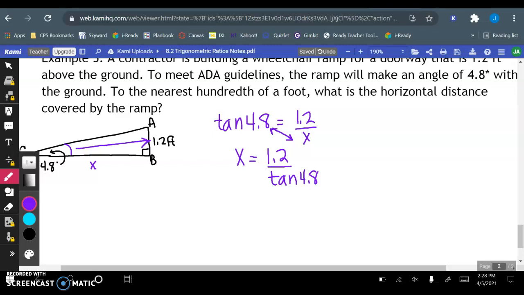So now in my calculator, I'm going to do 1.2 divided by the tangent of 4.8. And that gives me 14.29. And that wanted the nearest hundredth of a foot. So that is rounded to the nearest hundredth.